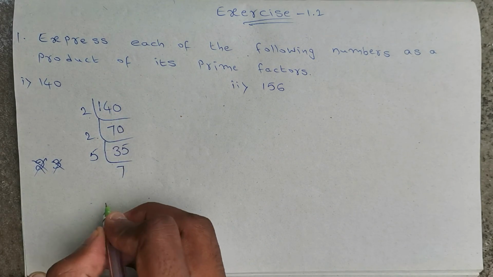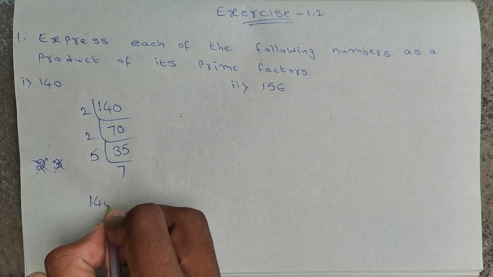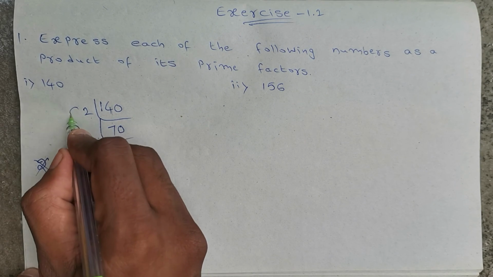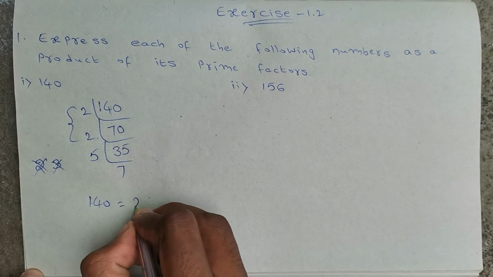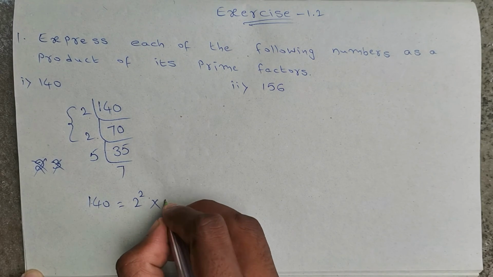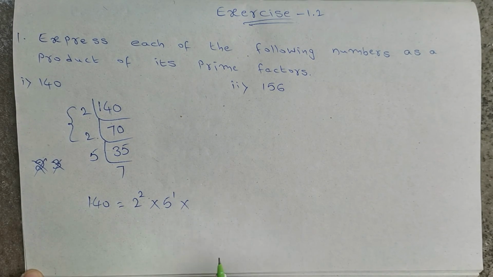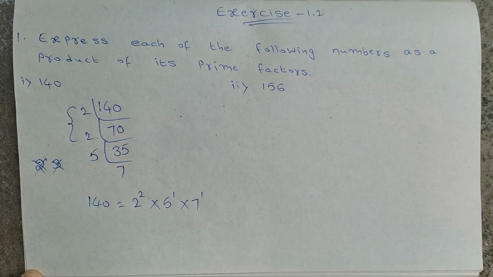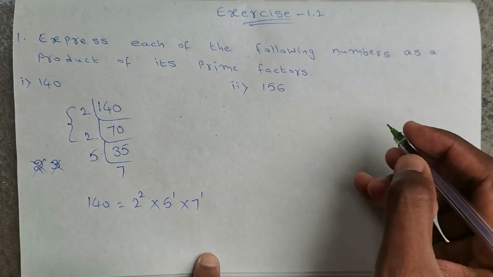Here 7 is a prime number, so no need to solve it further. So now 140 is equal to 2 is there 2 times, so that can be written as 2 power 2, into 5 only once, so 5 power 1 or simply 5, into 7 once, so 7 power 1 or simply 7. So 140 is equal to 2 square into 5 into 7. The next question is 156.